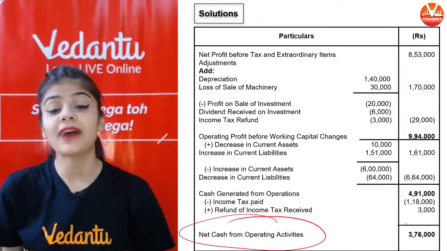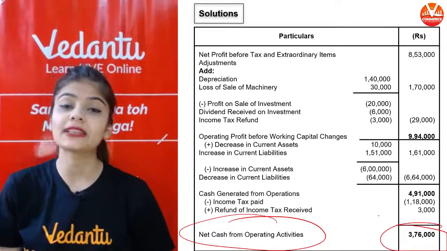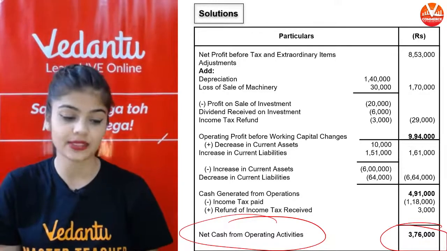So here we have our final answer. Cash flow from operating activity 3,76,000.